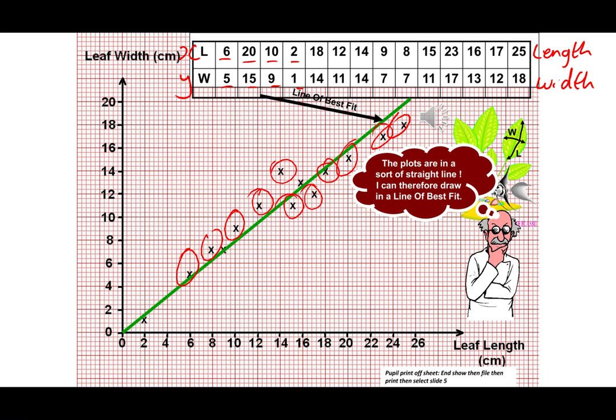Okay, and it doesn't have to start from 0. It can start in the middle of your graph. Now using the line of best fit, guys, I can estimate stuff.